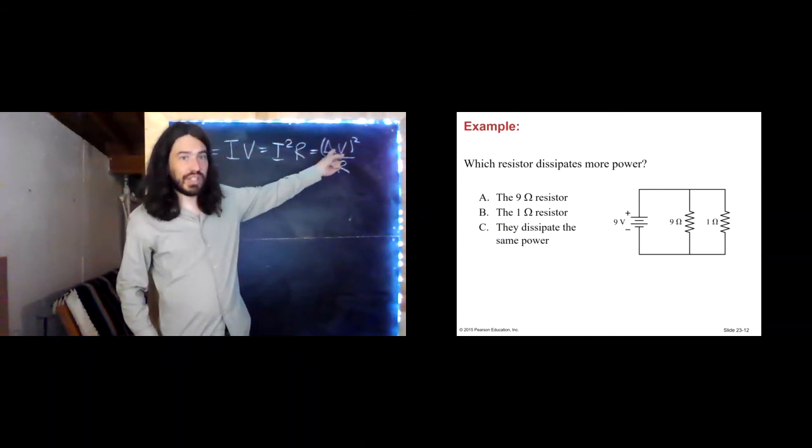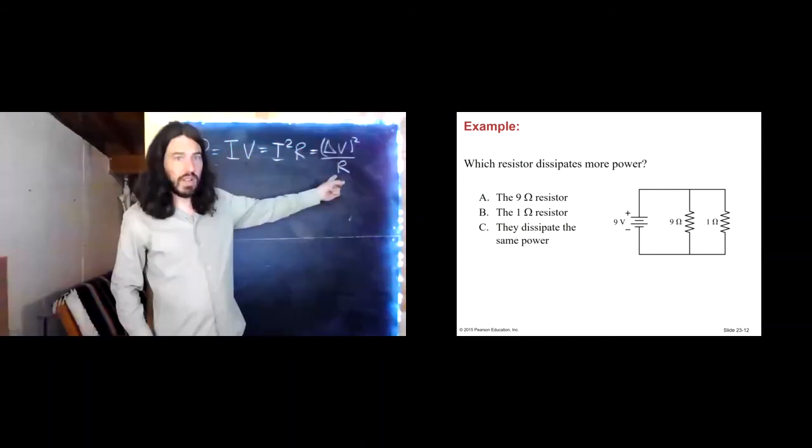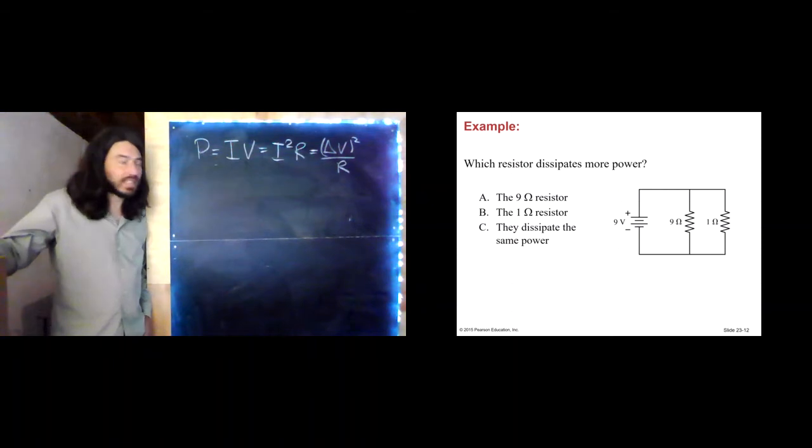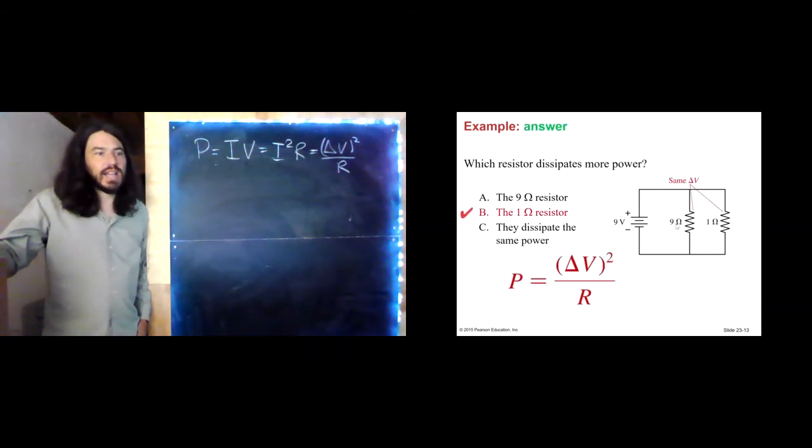They each have the same potential across them. Therefore, the one with the smaller resistance dissipates the more power. In fact, it dissipates 9 times as much power as the 9 ohm resistor.